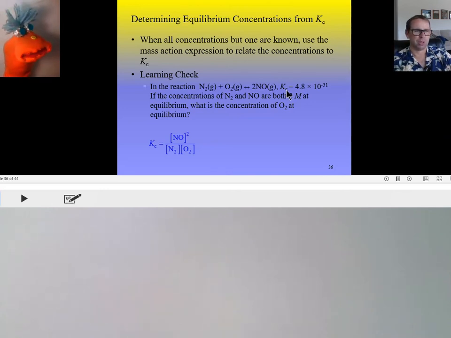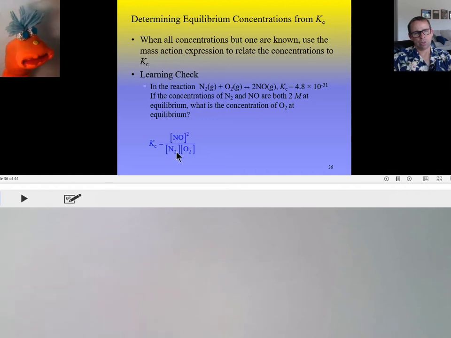Not much, but let me see if I understood. So that down there is the mass action expression. Oh, right. It's written right here. That's the mass action expression. And that we got by taking the products raised to their coefficients over the reactants raised to their coefficients. And if we knew all the concentrations at equilibrium, then that resulting quotient value would be K.